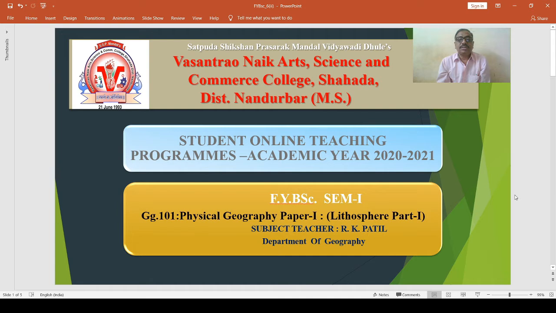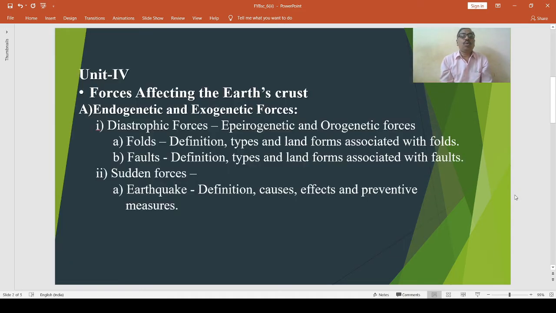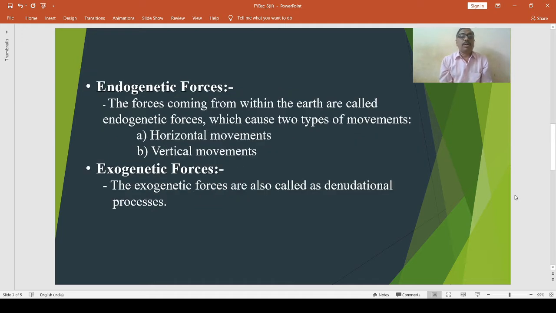Geography paper first, that is GG 101, physical geography, lithosphere. Now we have to discuss forces affecting the earth's crust. This unit includes endogenetic and exogenetic forces, diastrophic forces, folds, faults, and sudden forces. Endogenetic forces.